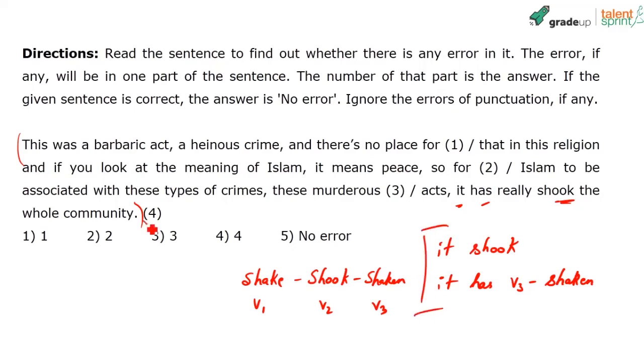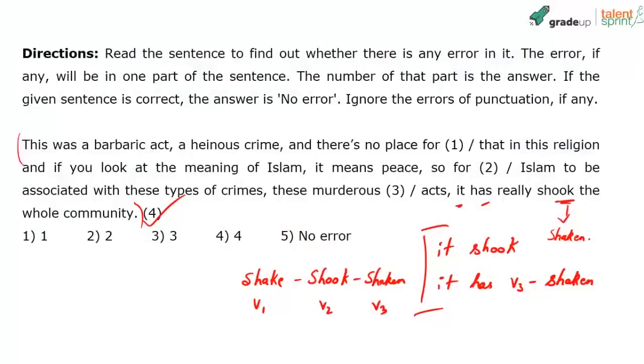So the error is in part 4, where you change shook to shaken. Are you guys following? That's the part that has the error. So because it has relevance to the present, because of all that has happened, that has affected the community, and they are feeling that effect even now, till the present, right? So it has relevance to the present. It has shaken, present perfect tense. Let's go back. So that's where the error is. And everything else is fine.